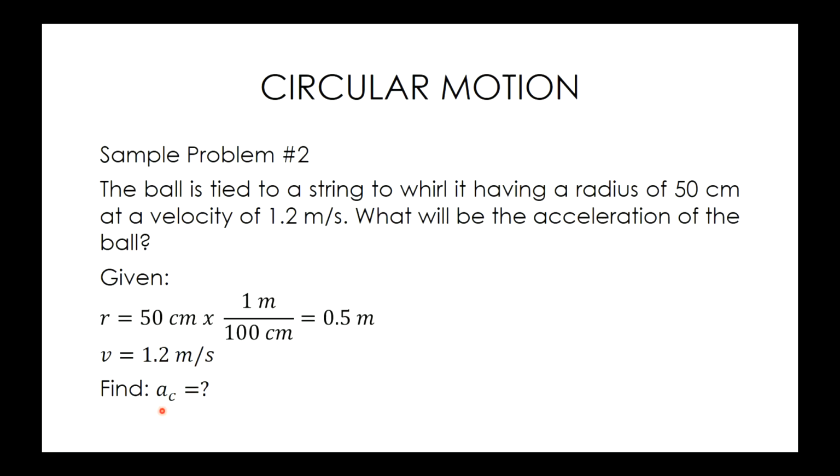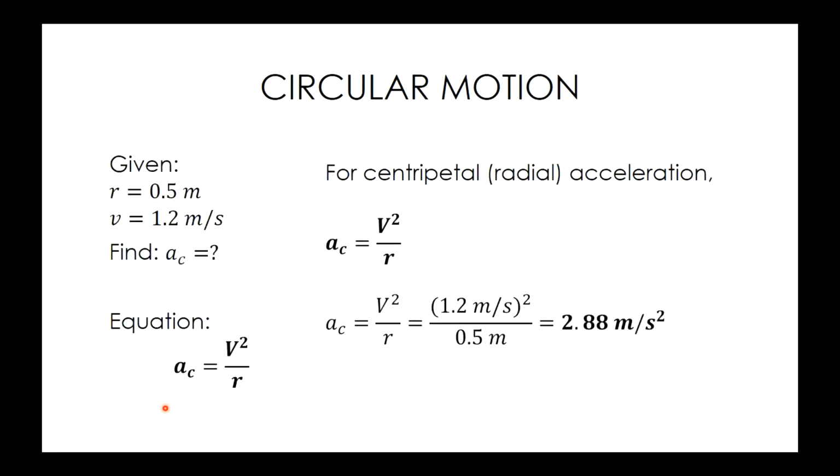Ang hinahanap ay ang ating centripetal acceleration. So, for the centripetal acceleration, we have the formula, linear speed squared over radius. So, direct substitution lang tayo. Velocity is 1.2 meters per second squared divided by 0.5, makukuha natin ang 2.88 meters per second squared na sagot.